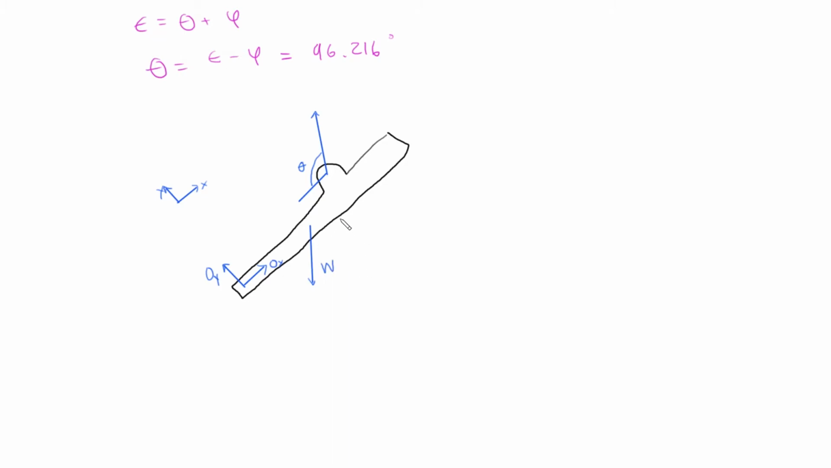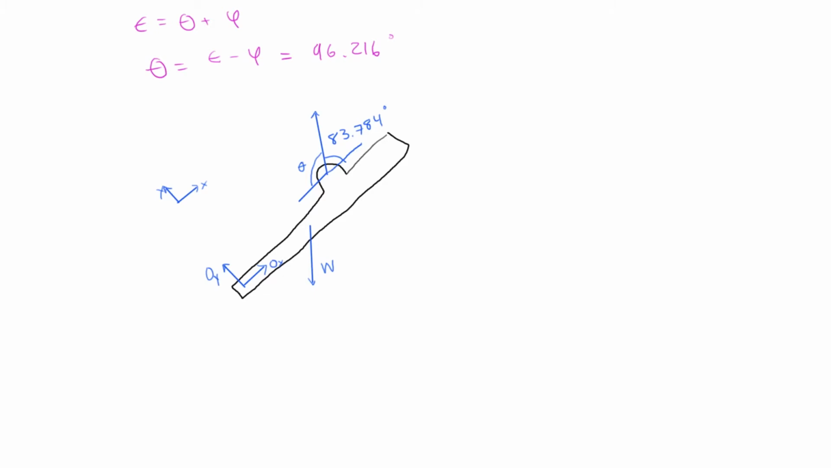And now we could solve this problem. First, I'm going to define this angle right here by doing the complementary rule or supplementary rule. I forgot which one it's called. But all I'm going to do is do 180 minus that angle theta. So this angle right here is actually 83.784 degrees.